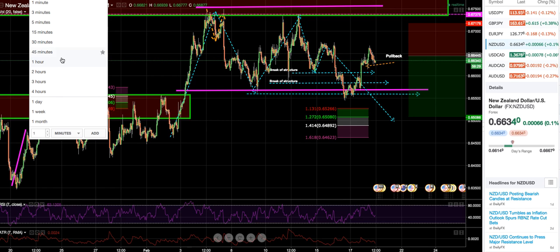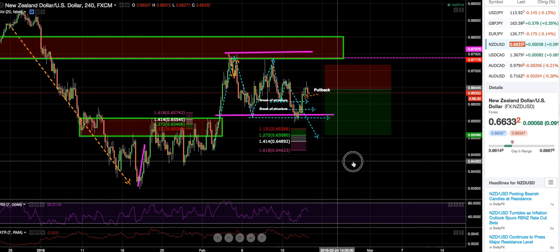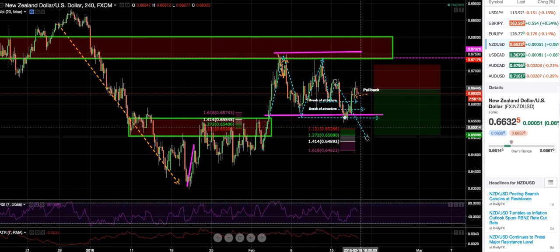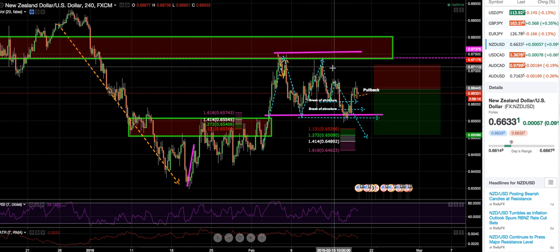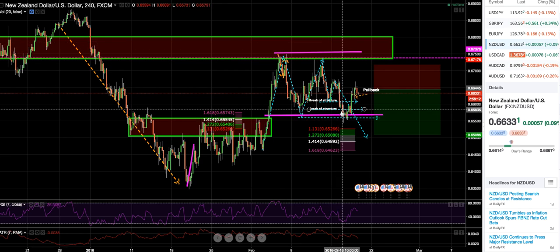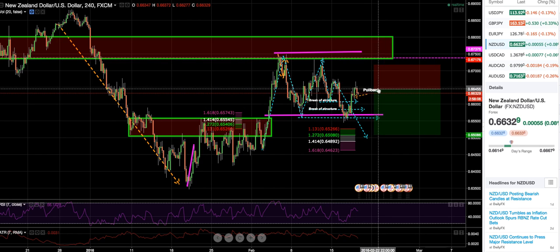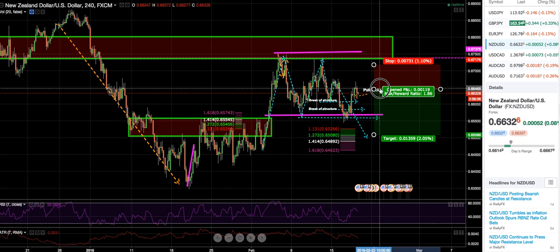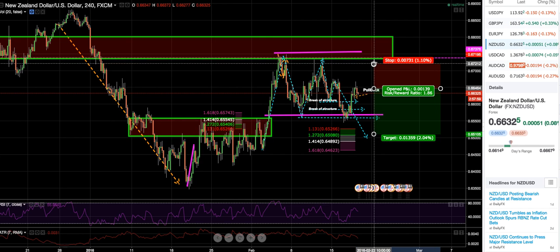You could maybe see it better on the 4 because I don't want to confuse you with the break to the upside here. So this is what we're looking at on the 4 hour. So we broke all these structure points. So on the 4 hour we're thinking bearish, right? This is a decent risk to reward.